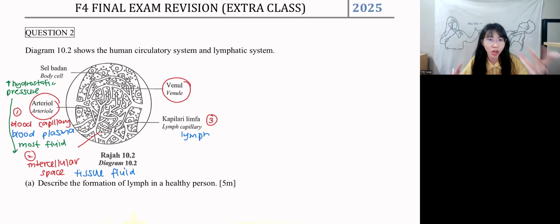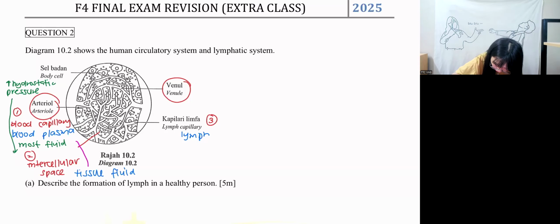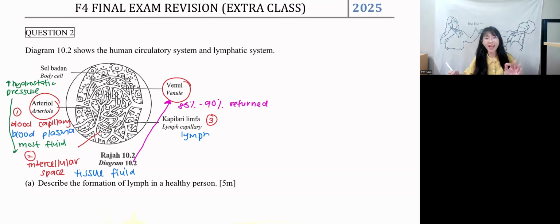To prevent them from having edema, we have to return back. So the tissue fluid right now has to return back. Okay, maybe I use a different color. Return back. You return back how many percent? Or maybe I draw here. Return back here at the venous end. Correct. 85 to 90%. They will return to the venous end.